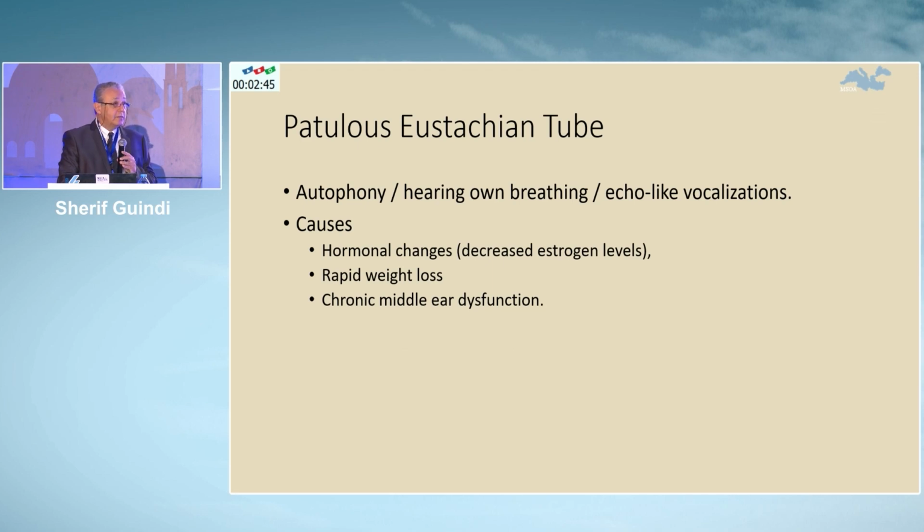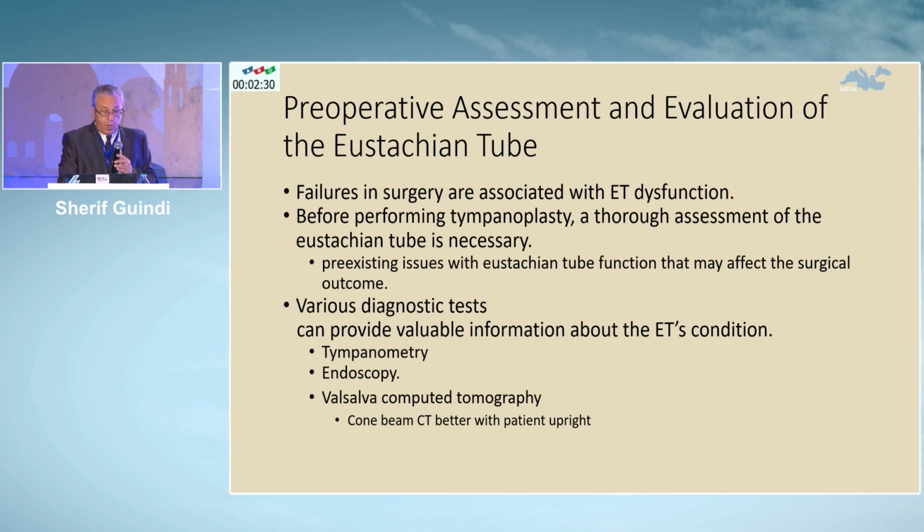And we might also face a patulous Eustachian tube with autophony, hearing of our own breathing, echo-like vocalizations, and this is usually caused by hormonal changes, rapid weight loss, or chronic middle ear dysfunction. So a preoperative assessment and evaluation of the Eustachian tube is very essential, and failures of surgery are usually associated with an Eustachian tube dysfunction.